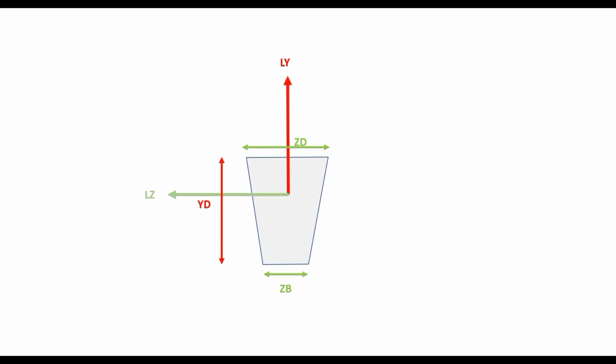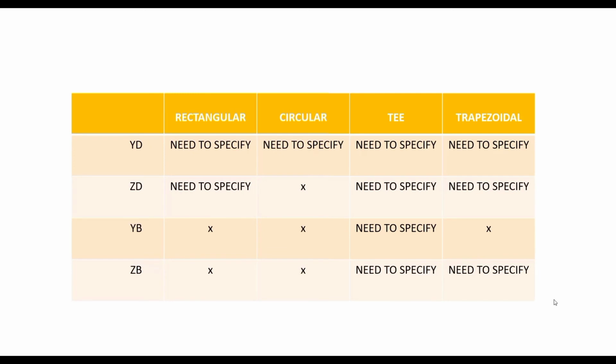Actually, ZD would be the dimension that would be located by going in the positive direction of the local y-axis, and ZB would be the dimension that would be located by going along the negative direction of the local y-axis from the centroid of the section. Again, in this case, the local z would represent the major principal axis and the local y would represent the minor principal axis. So you may have noticed that we can define all of the sections that we had discussed with the help of four sectional parameters.